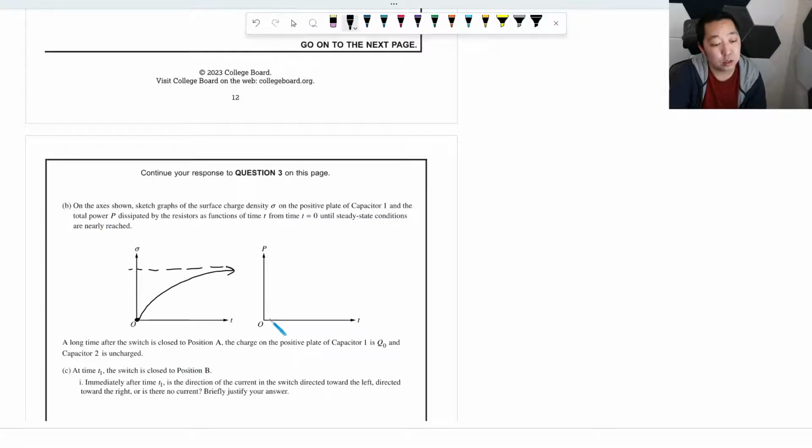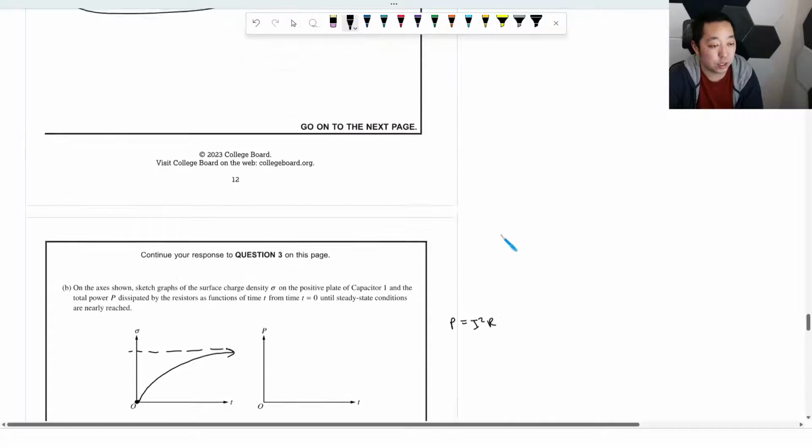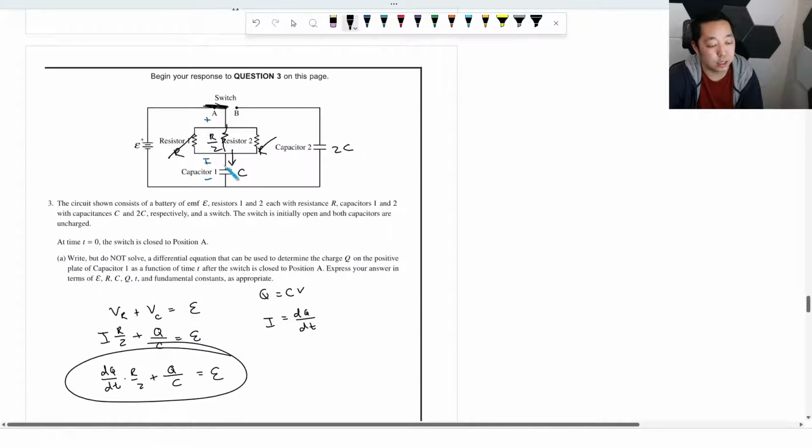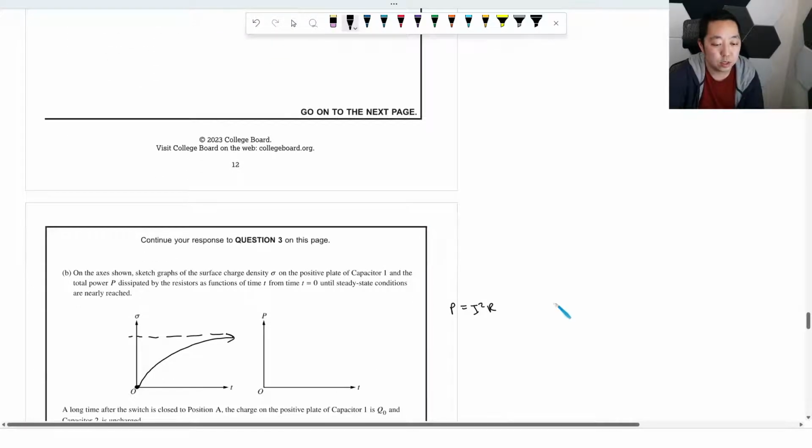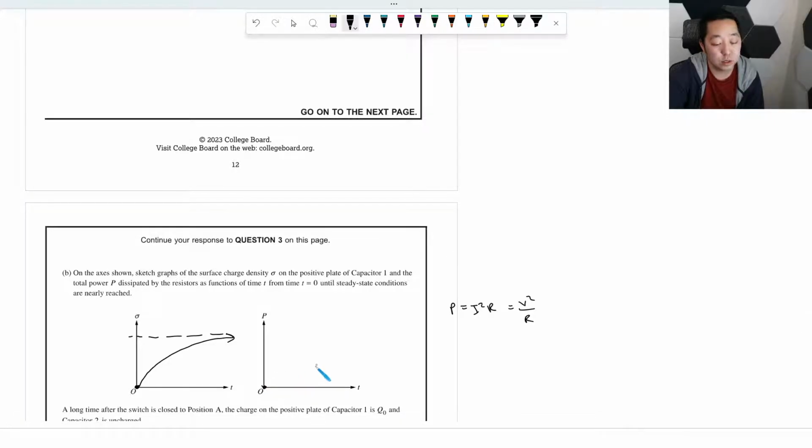The power dissipated, you can think of as I squared R. The I is going to be initially very big, and then it's going to decay to 0, right? Or you could think of it as the voltage starting at 0 and going up, so V squared over R. But either way, wait, they want the power dissipated by the resistor. Sorry. We'll use I squared R because that would probably be the easiest one.